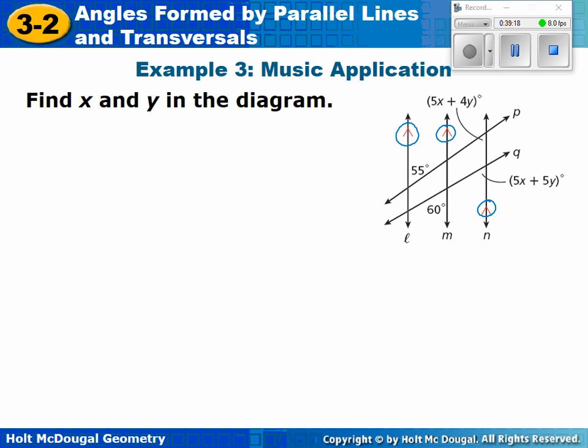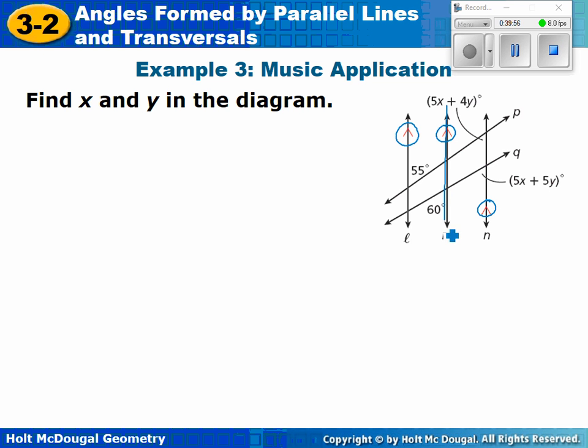Okay? Which lines are not marked parallel? P and Q. Therefore, you cannot look at these two lines and say that these two angles right here are corresponding, which they are, but you cannot say that these two angles are congruent, because they're only congruent if the lines are parallel. They are corresponding, but they're not congruent unless the lines are parallel. So you cannot set those equal to each other. Okay? So let's look at the lines that are parallel.